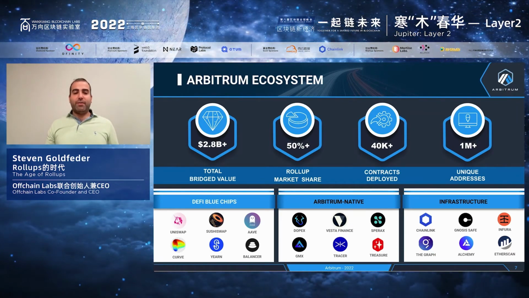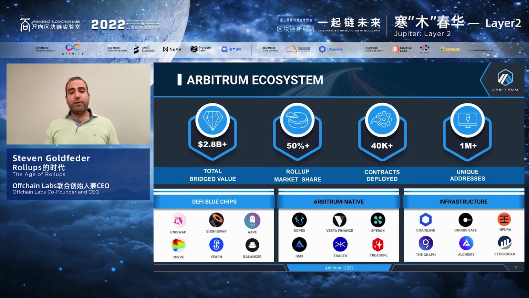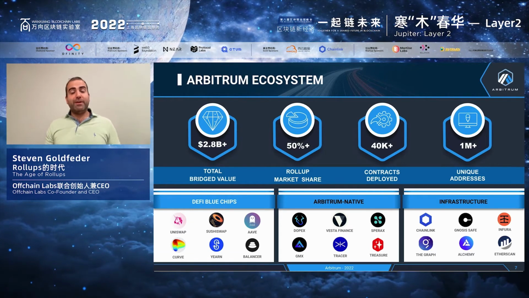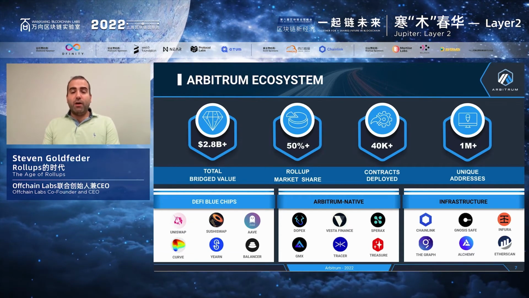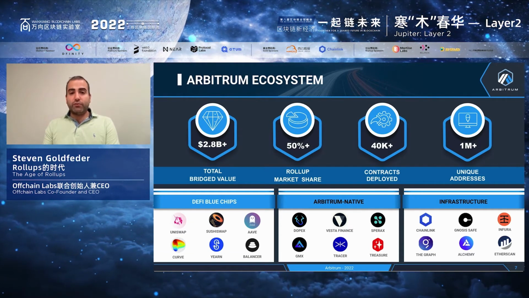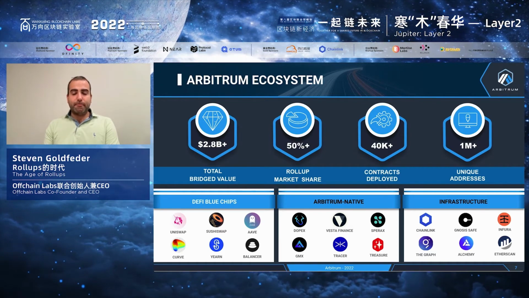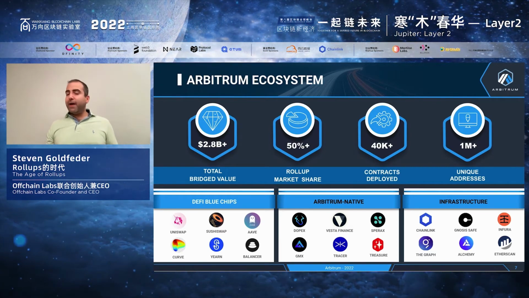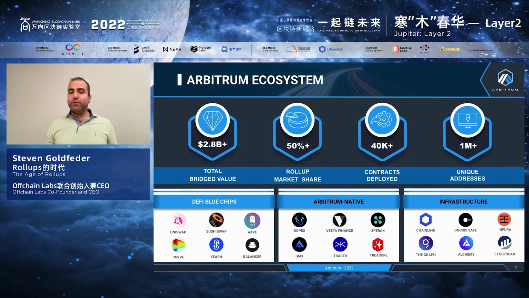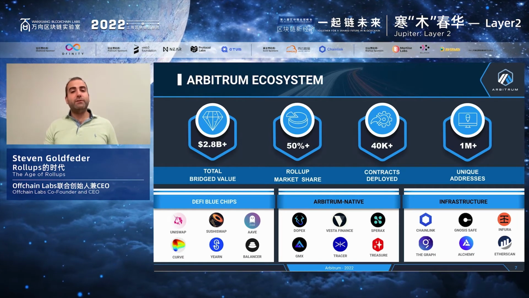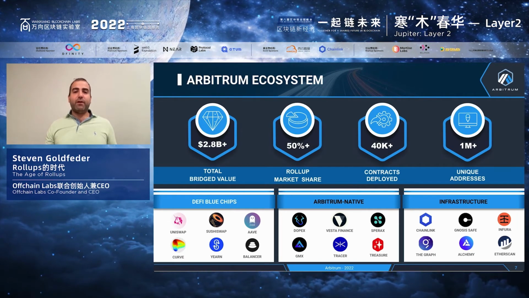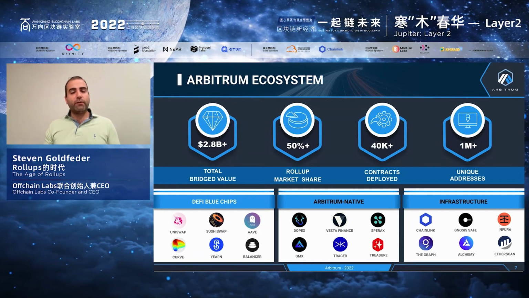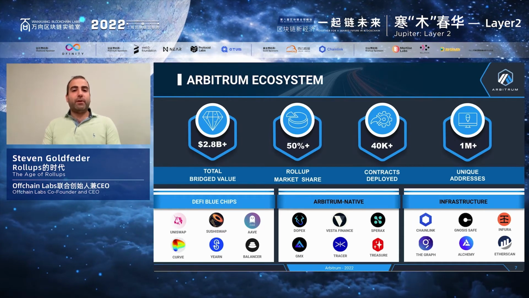So together with the DeFi blue chips that you might be familiar with from Ethereum, we have many, many Arbitrum native projects as well that are building both DeFi and strong NFT ecosystems on Arbitrum. And remember I talked about that compatibility? Well, that applies not only to applications, but it also applies to infrastructure, that everything on Arbitrum just feels familiar and works, both from an infrastructure and an application perspective.